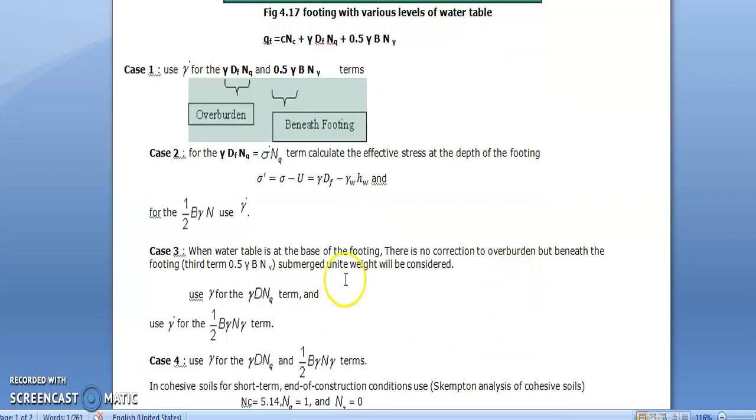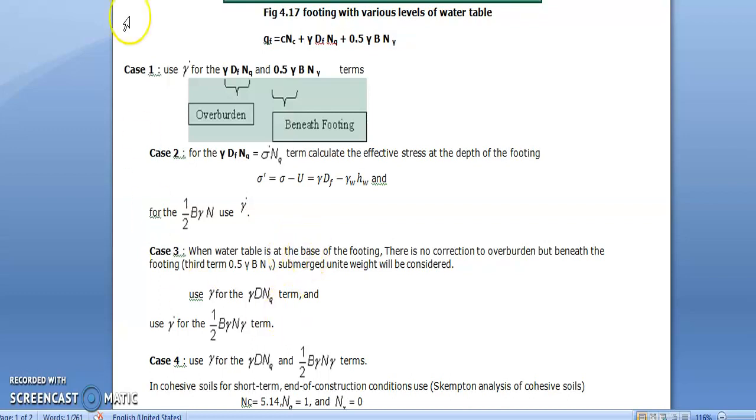Is this very clear? So when the water table is at the base of the footing, there is no correction to the overburden. But beneath the footing, in the third term, 0.5 gamma B N gamma, the submerged unit weight will be considered. Excuse my typographical error, the spelling is not wrong. Right? So use gamma for gamma Df Nq and gamma dash for 0.5 B gamma N gamma. Right? Now let's go to case 4.